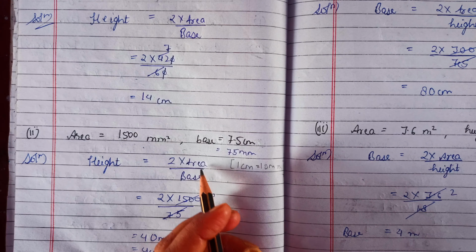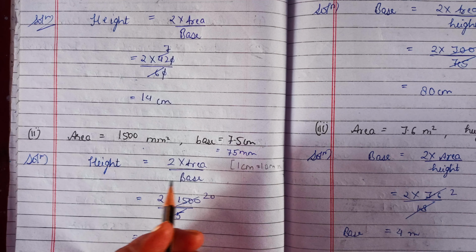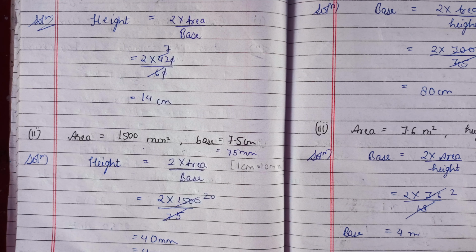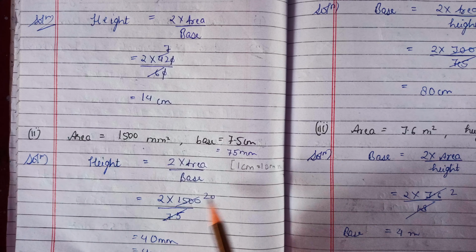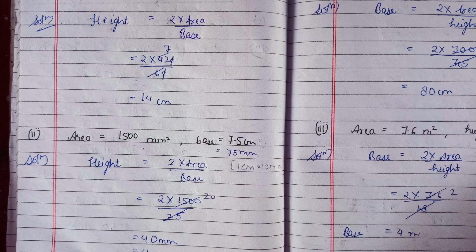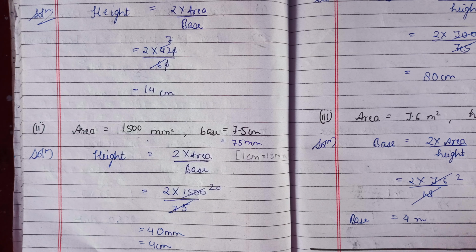Now we will put the values of area and base in the formula. Height equal to 2 into area upon base. In place of area I have written 1500, in place of base I have written 75. So we will simplify. We are getting 20. 20 into 2 we are getting 40. 40 millimeter is the answer.